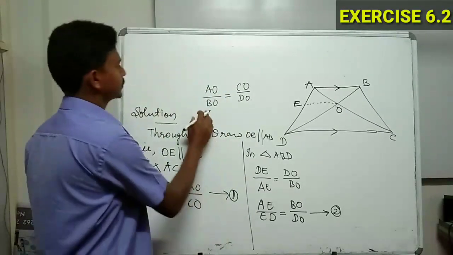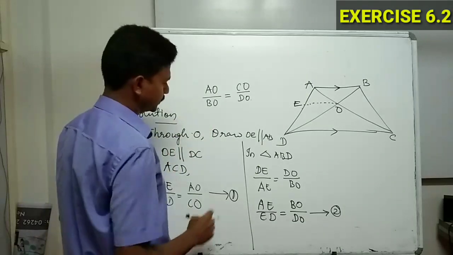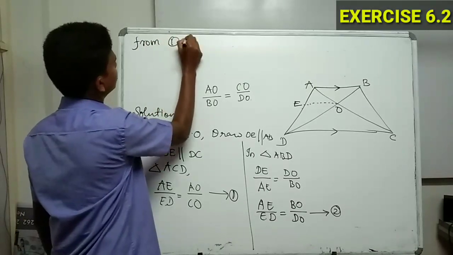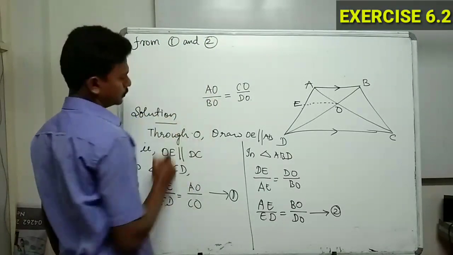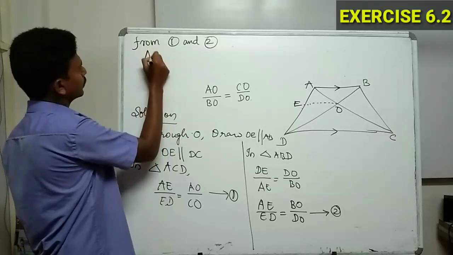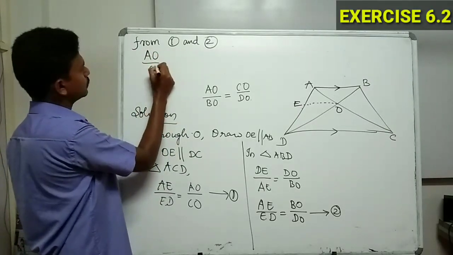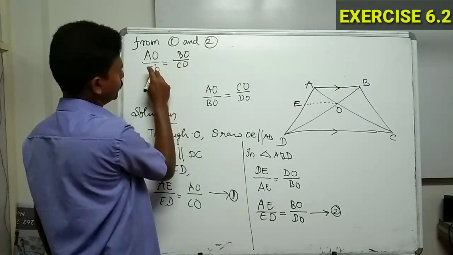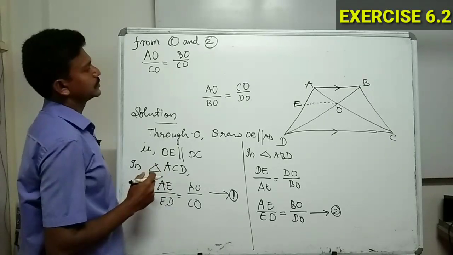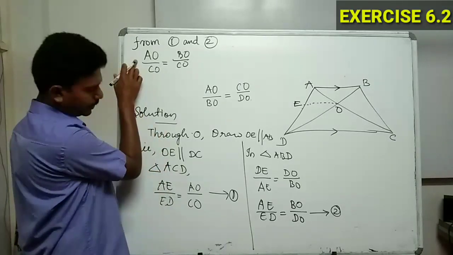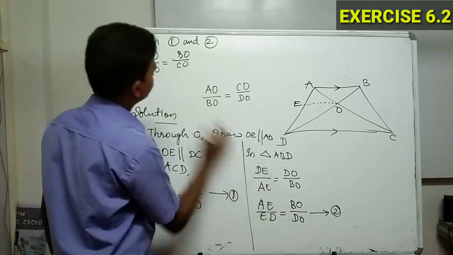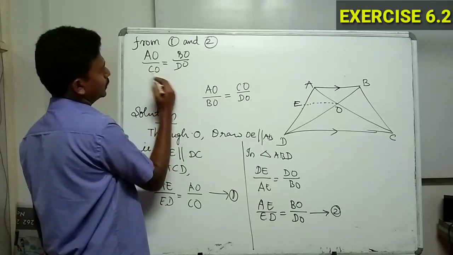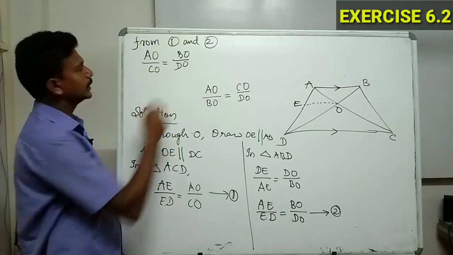This I need for the question to remember, so again I keep it here. So from 1 and 2, we can say AO by CO is equal to BO by CO. If you see, these two are not equal. AO by CO and BO by DO are not equal. BO should come here and CO goes there, and that we can do by interchanging the steps.